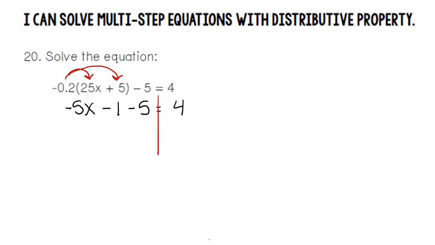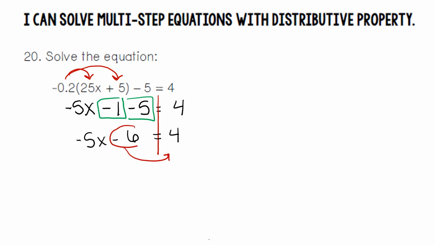Our next step is to combine our like terms. We can combine the minus 1 and the minus 5 as they do not have a variable. Minus 1 and minus 5 combine together to give us a minus 6. The negative 5x does stay out in front because we did not use that piece. The equals 4 stays at the back because we did not use that piece either.